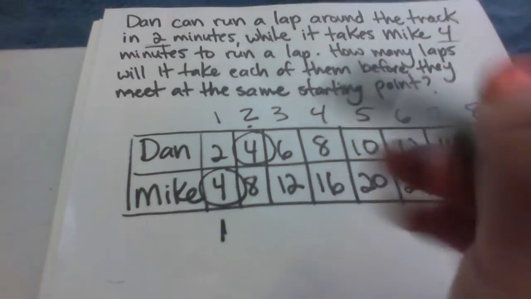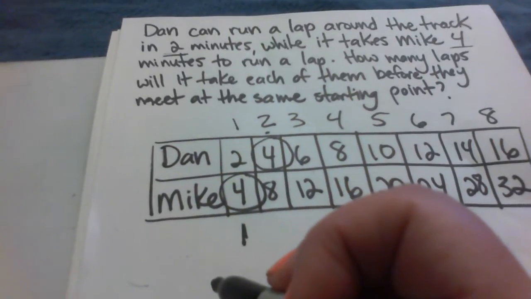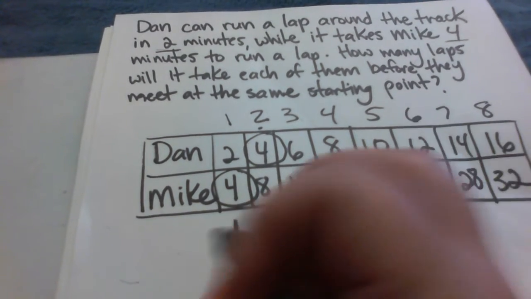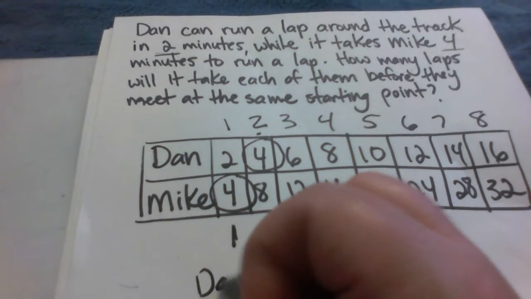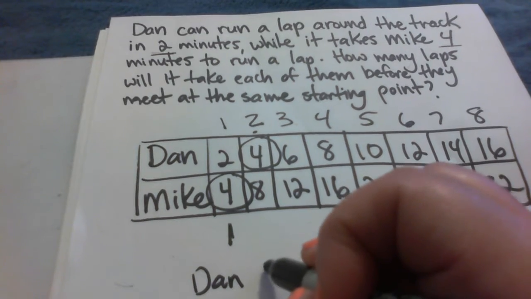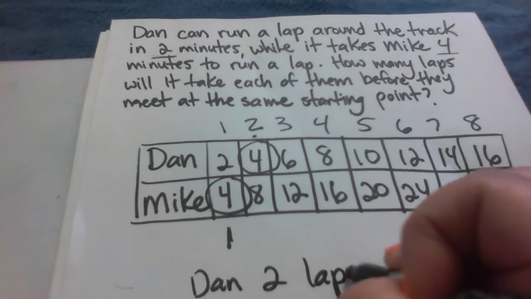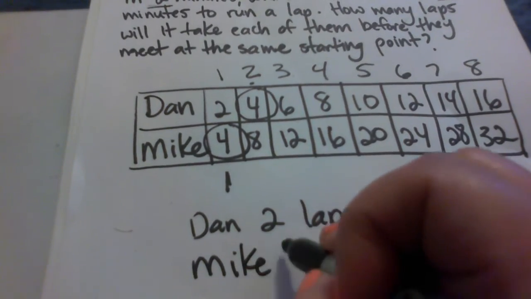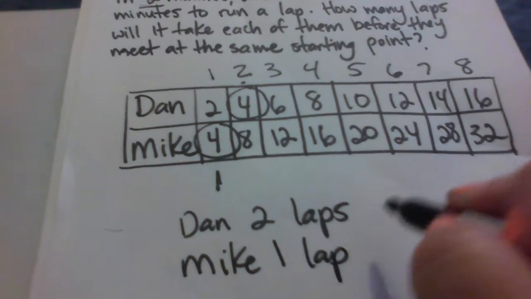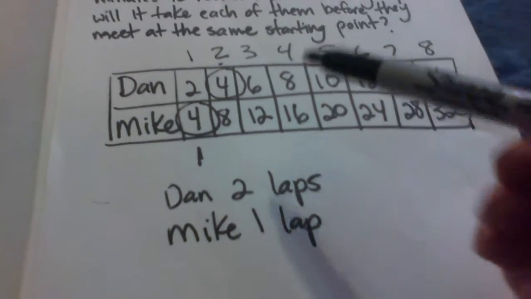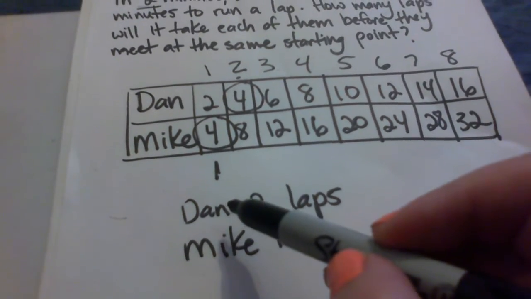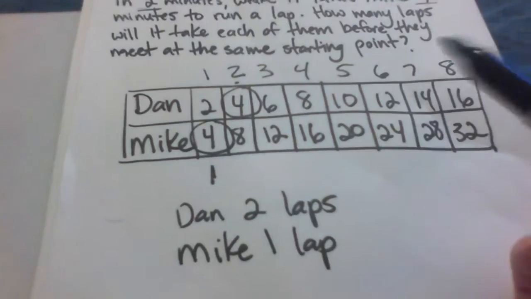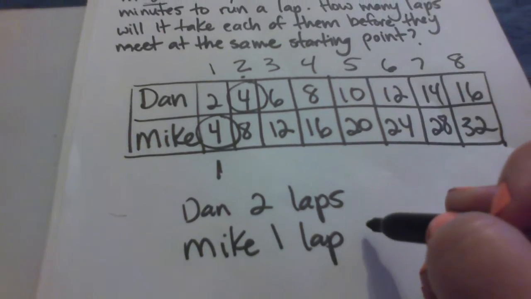So to answer the question for this problem, we can say that it would take Dan 2 laps and Mike 1 lap. And from this information we can conclude that Dan is basically running at twice the speed of Mike. And that is how we would solve that problem.